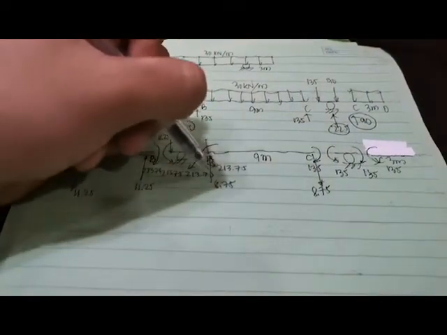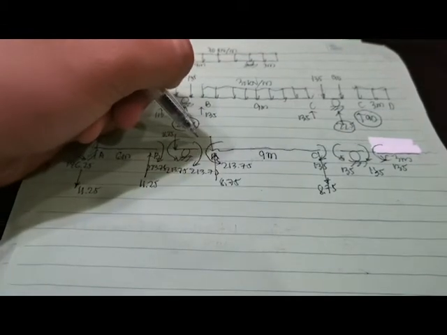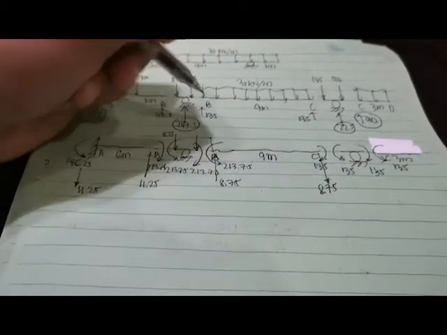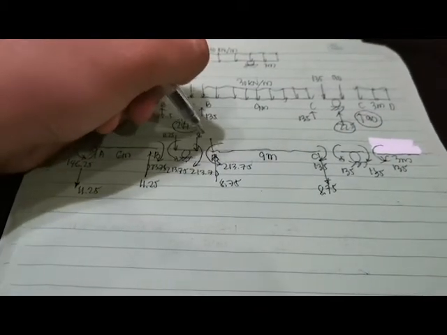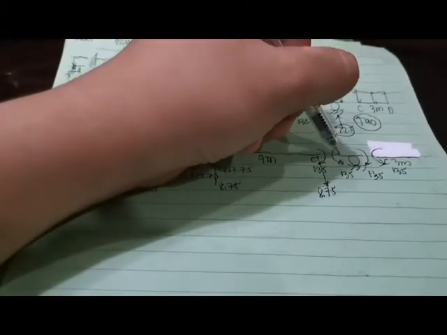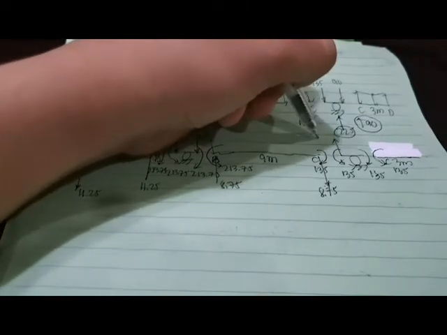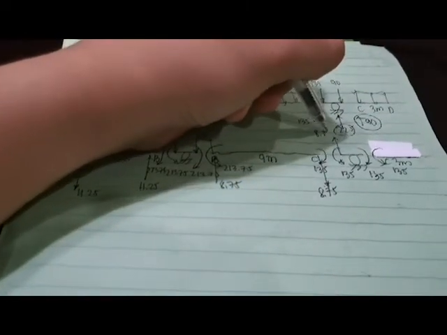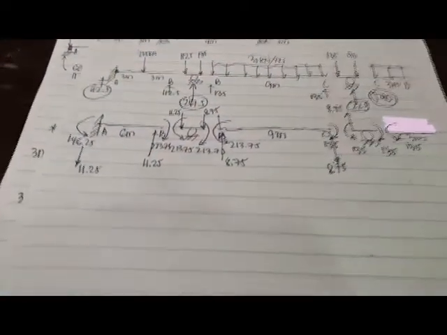Now, if we have an 8.75 upward shear here, we can say that this is 8.75 also. This is downward, we can say that this is upward, 8.75.